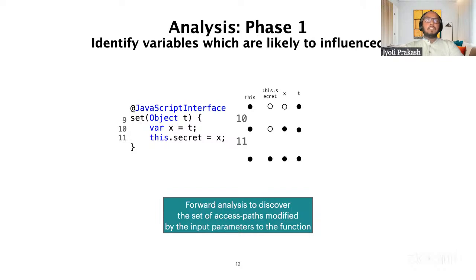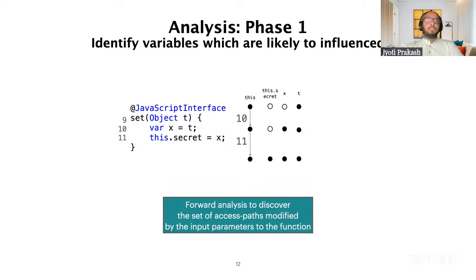So now we'll come to how we applied this technique to each of these phases. In phase one, we identify variables which are likely to be influenced. For identifying these variables, we first check the methods which have the @JavaScriptInterface enabled. That means these methods are exposed to the web, and therefore the input parameters are likely to be influenced.